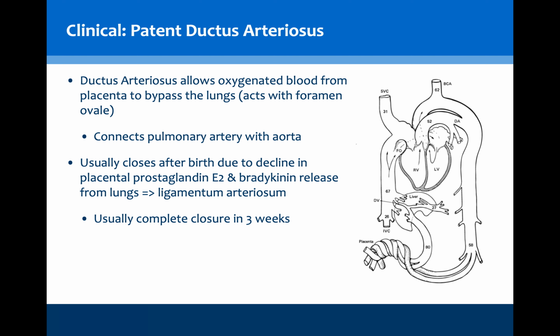Now, another mechanism by which the fetus bypasses the lungs is through the ductus arteriosus. This is a connection between the pulmonary artery and the aorta. Now, its function again is so that the outflow of the right ventricle, rather than the right atrium, can bypass the lungs and pass this oxygenated blood straight into the left side systemic circulation.